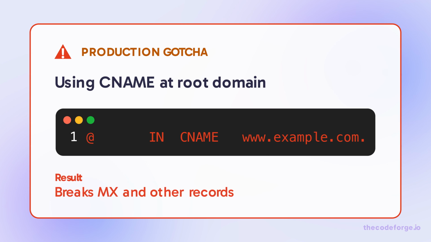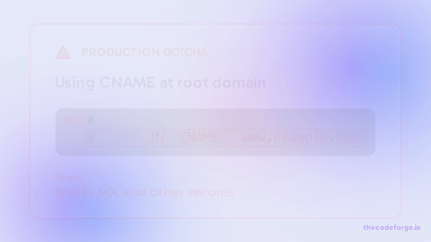A CNAME at the root domain is invalid per RFC 1034 because it conflicts with other mandatory records like SOA and NS. If you try, most DNS software will ignore the CNAME or cause undefined behavior. MX records will fail because the CNAME takes precedence. Always use an AAAA record for the root.